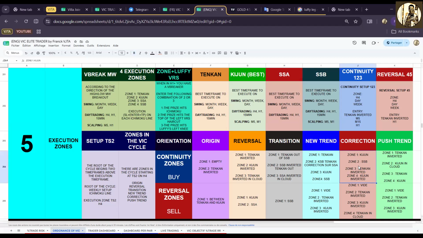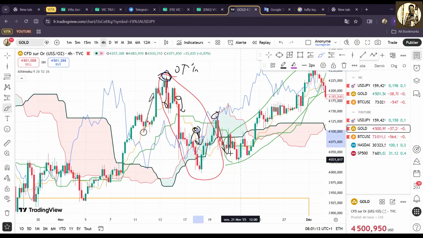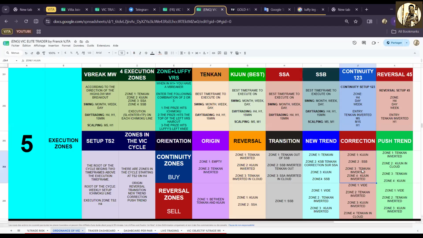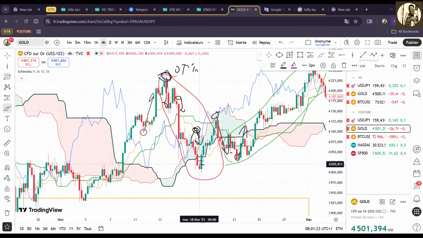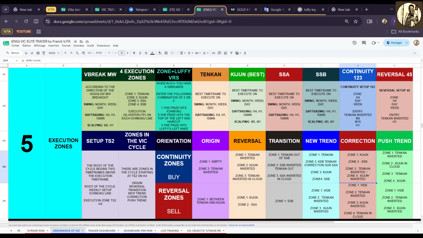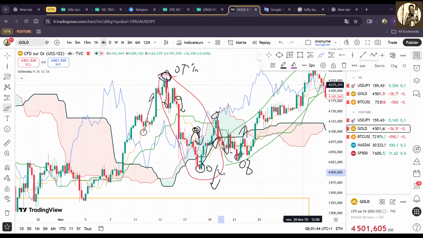Now for continuity zone to the upside, right? You have Kijun. For example, when the price came here and touched Kijun here, this one was the continuity to the upside. And then you have also SSB. At SSB here, when the price touched Kijun, SSB here, that was 100%. Like this one has 0% chance. Kijun and SSB, right? They have 0% chance to go down. That's why they are zone of continuity to the upside. Then you have Tenkan inverted and Kijun inverted also, like this one.